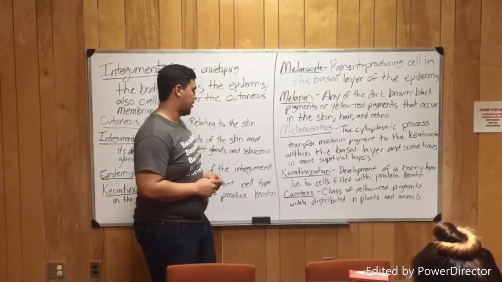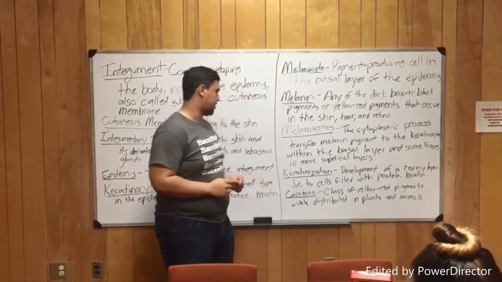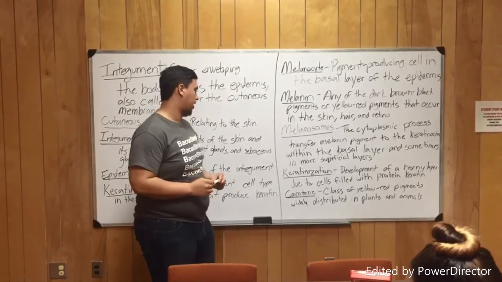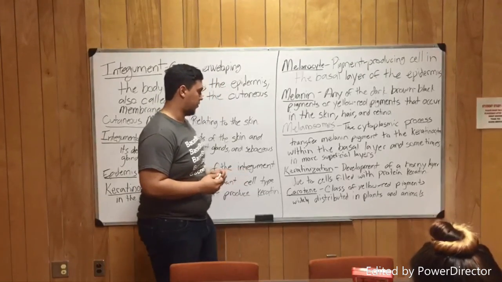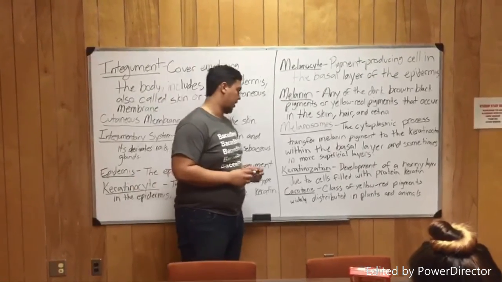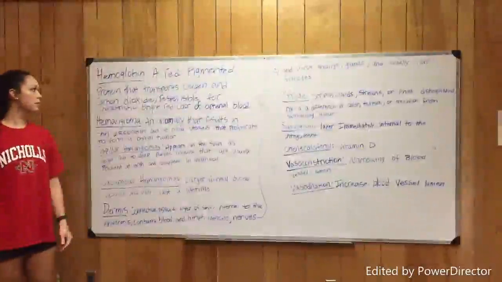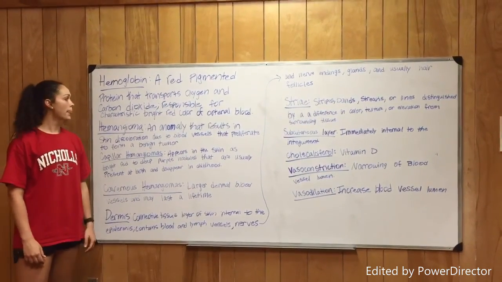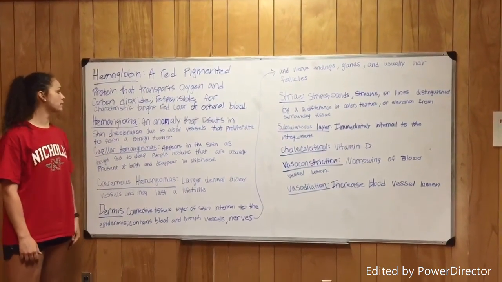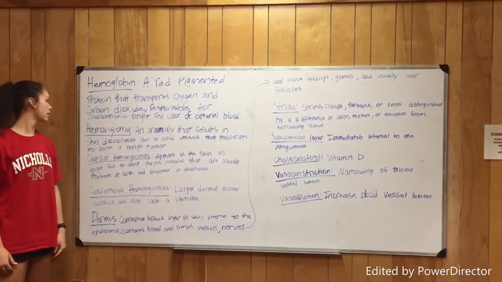And keratinization is development of the horny layer due to the cells filled with protein keratin, and carotene is the class of the yellow, red pigments widely distributed in plants and animals. Hemoglobin is a red pigmented protein that transports oxygen and carbon dioxide. It is also responsible for the characteristic blood red color of arterial blood.